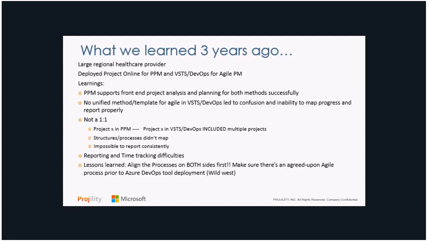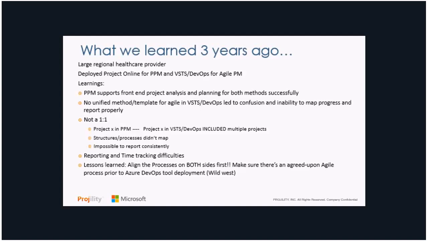The lesson learned here is that if you're thinking about going down this road with two tools working together, you want to align the processes on both sides first. So make sure you have a good, solid methodology in your DevOps tool, and implement a solid methodology in PPM, and that's typically done from the beginning because the PPM side is typically run by a PMO. And make sure there's some kind of an agreed-upon Agile process prior to putting your DevOps tool in place and starting to integrate it, or you'll end up with what we call the Wild West, and all kinds of random things will start to happen.